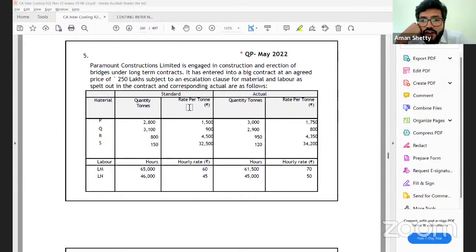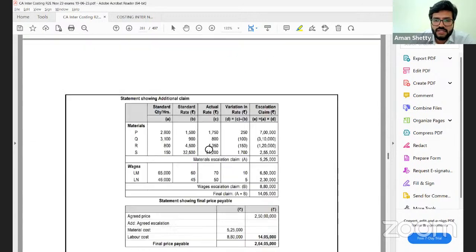I don't have to discuss it in detail, but let's see what the concept is. When quantity in tons is given, rate per ton of standard is given, actual quantity in tons is given, and rate per ton of actual is given, for an escalation clause, what will you consider? What variance? Only the price variance multiplied with what? The actual quantity or standard quantity? Standard quantity. Yes. So let's see the answer here.